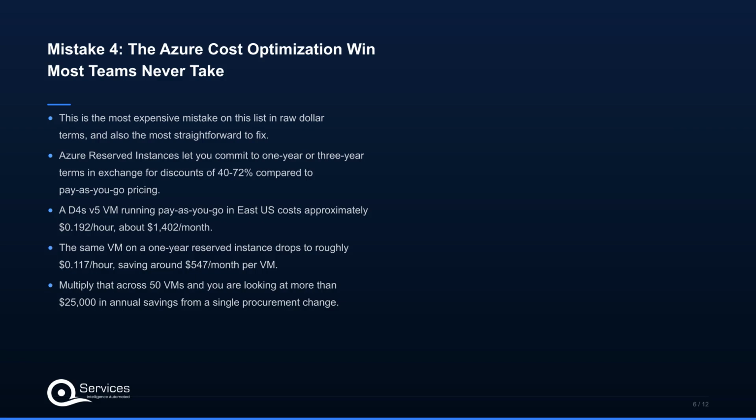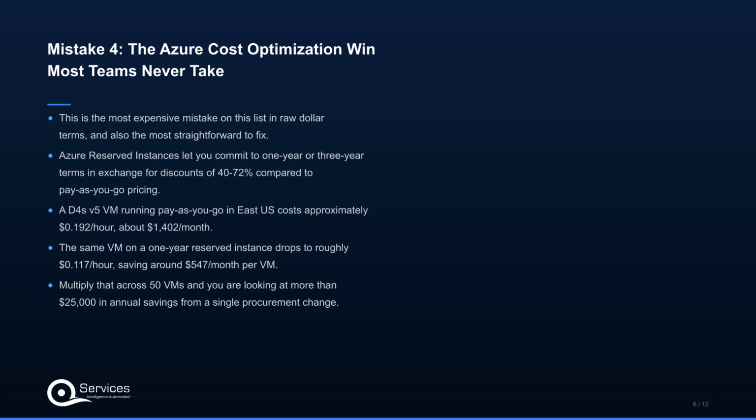This is the most expensive mistake on this list in raw dollar terms, and also the most straightforward to fix. If your organization runs predictable workloads on Azure and you are paying pay-as-you-go rates, you are paying roughly twice the market rate for compute. Azure reserved instances let you commit to 1-year or 3-year terms in exchange for discounts of 40 to 72% compared to pay-as-you-go pricing.